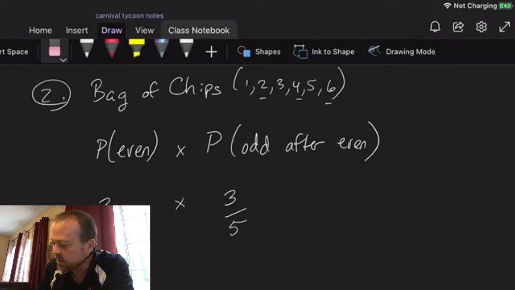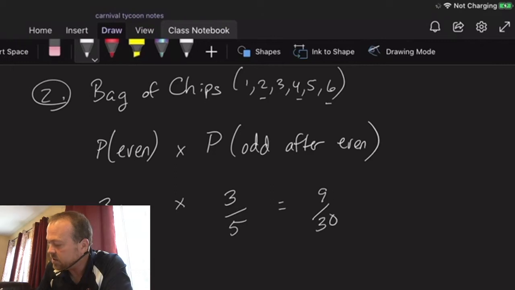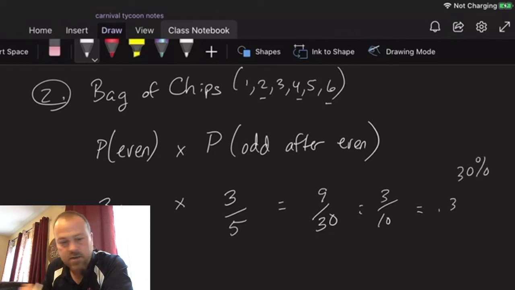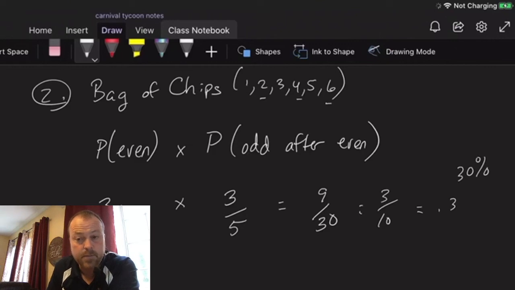So if we multiply those two together, we get 9 out of 30. That's the same as saying 3 out of 10, or 0.3, or 30% chance of that happening. All right. So there's a 30% chance of getting an even and then picking another one that is odd after you've chosen an even. One event did affect the outcome of the second event. It did because it changed the number of chips in the bag.